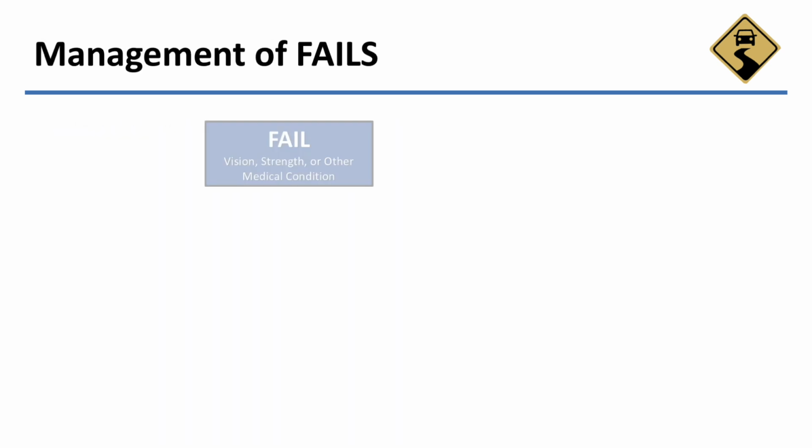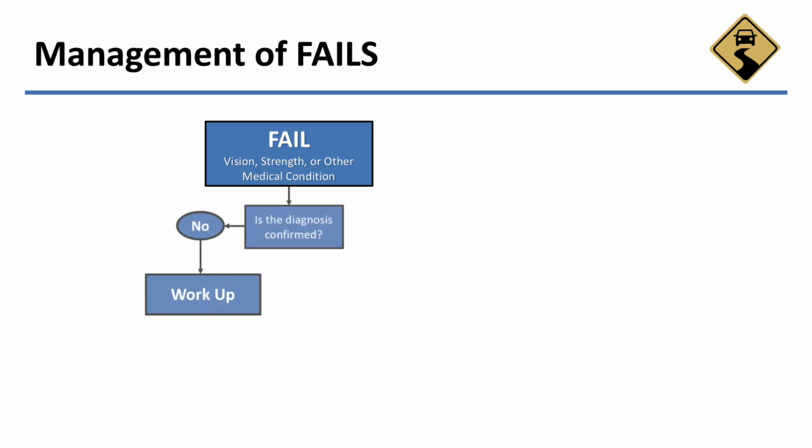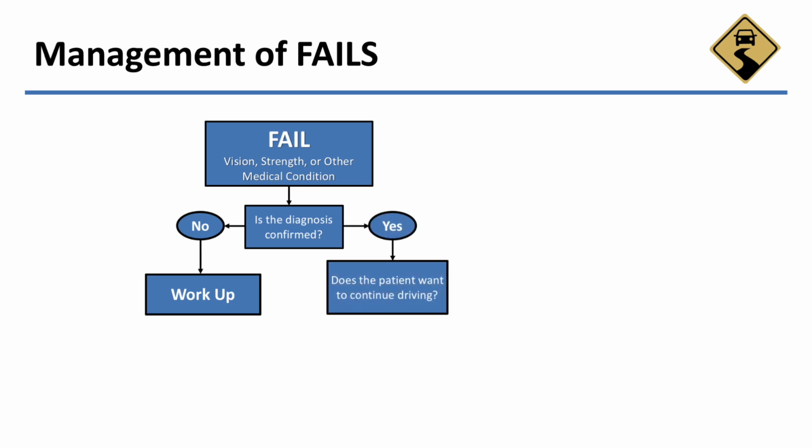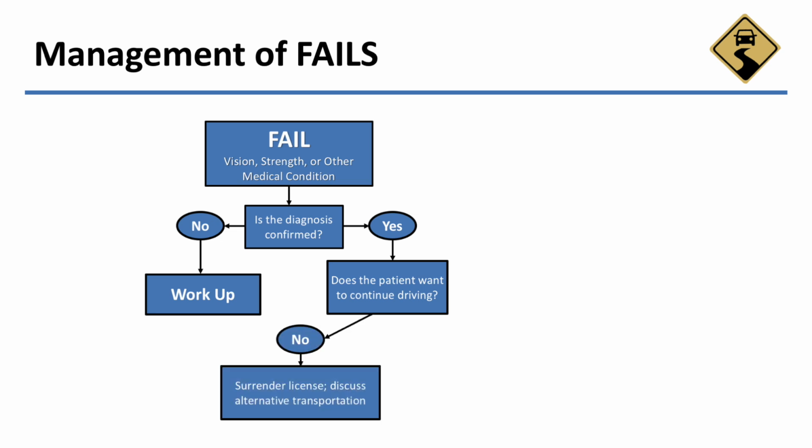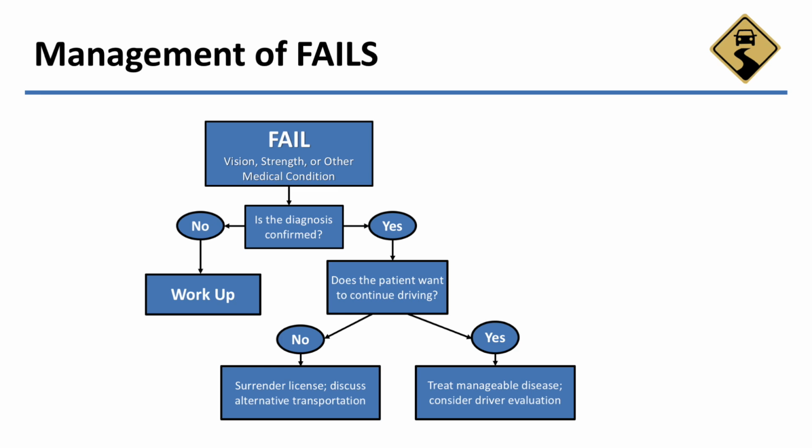If the patient fails vision or strength, or has a medical condition other than one characterized by a lapse of consciousness, begin by confirming the diagnosis, but no driving until the workup is complete. If the diagnosis is confirmed, ask if the patient wants to continue driving. If not, have them formally surrender their license. Document this and discuss alternative transportation. If they want to continue driving, treat any manageable or reversible disease and reassess.